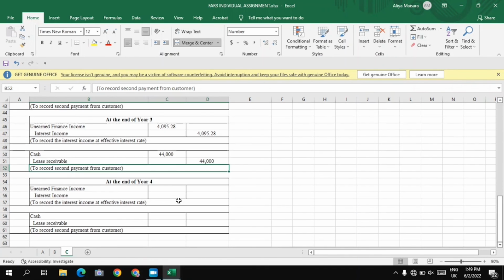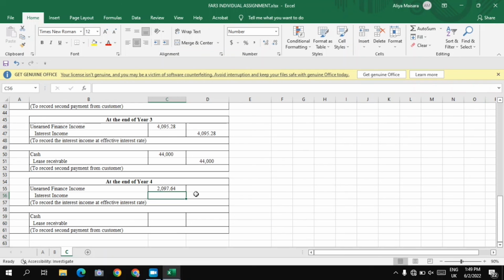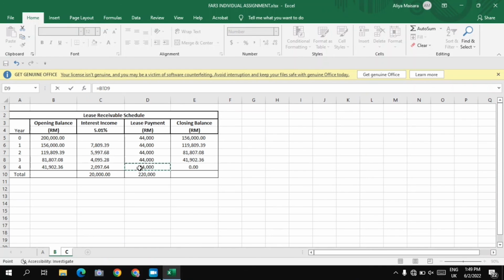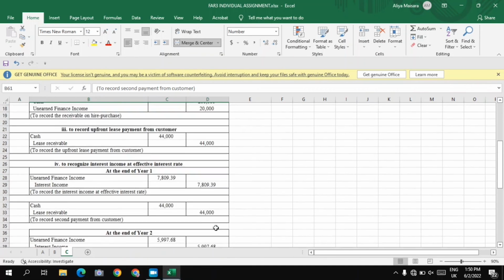The end of year 4 is also the same as above, debit unearned finance income and credit interest income. And next, debit cash and credit lease receivable. That's all for question for case 2.